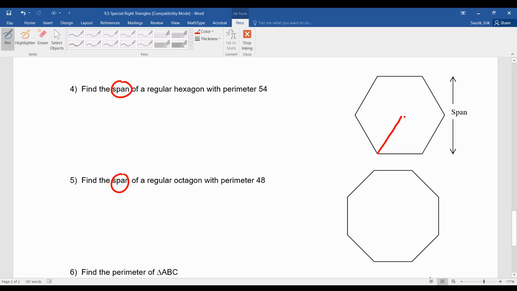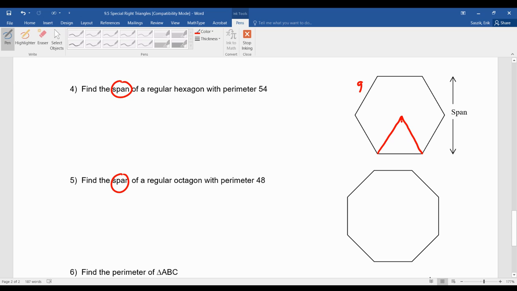So it's a regular hexagon. Now, a regular hexagon, guys, I don't know if you realize this, is made up of 6 equilateral triangles: 1, 2, 3, 4, 5, 6, if you were to connect all these vertices to the center. I'm not going to do all of it, but if the perimeter is 54, that means each side, if you divide by 6, each side is 9.